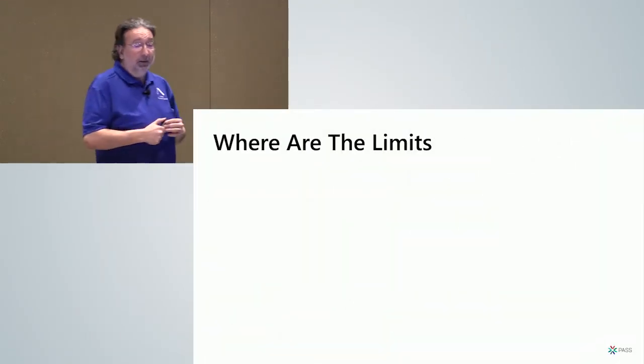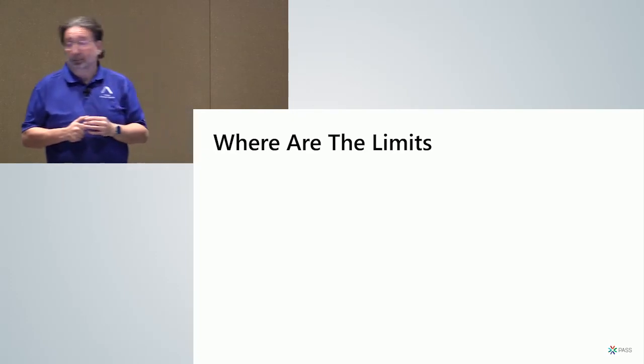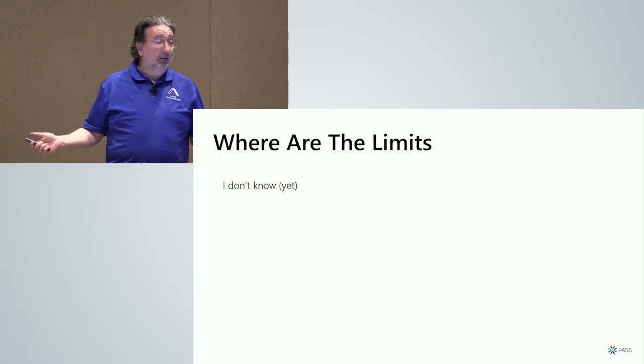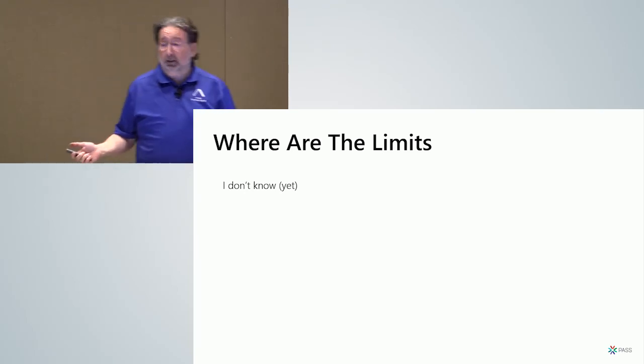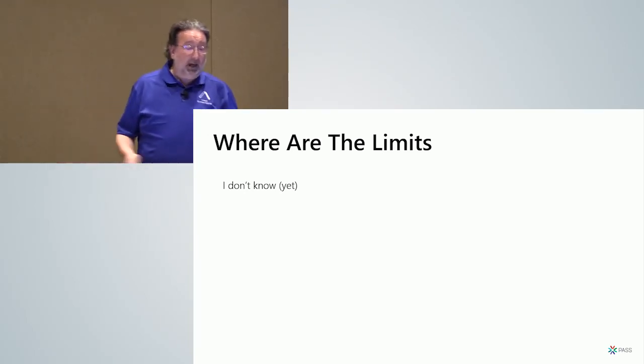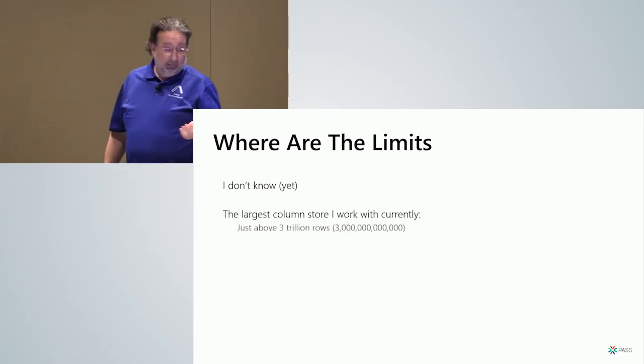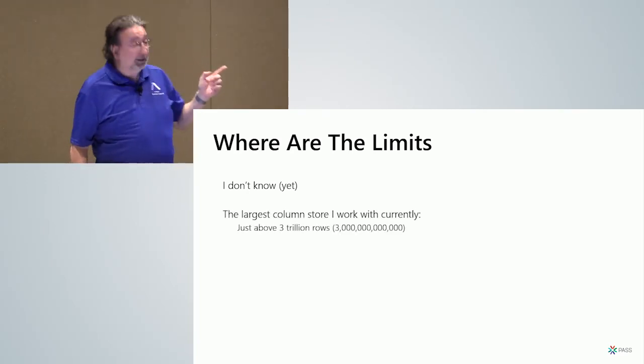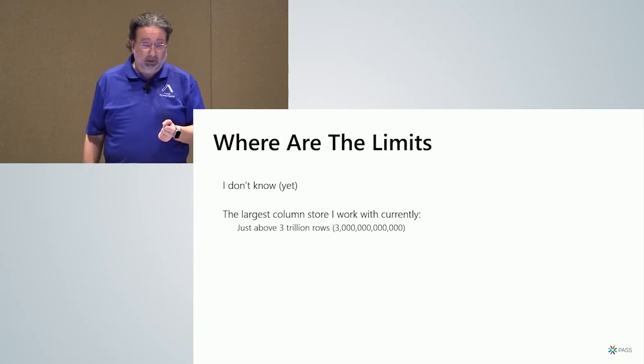Yes. So, coming to the end, where are the limits? Simple. I don't know yet. I haven't hit it. I've hit many other limits. Right now I have about 1 trillion rows. That's that many zeros. I wish my bank account looked like this, but unfortunately not.